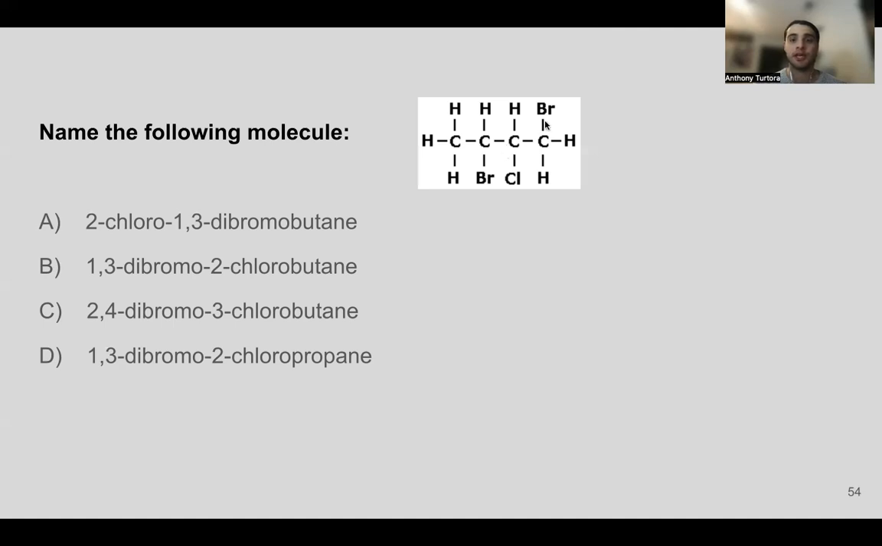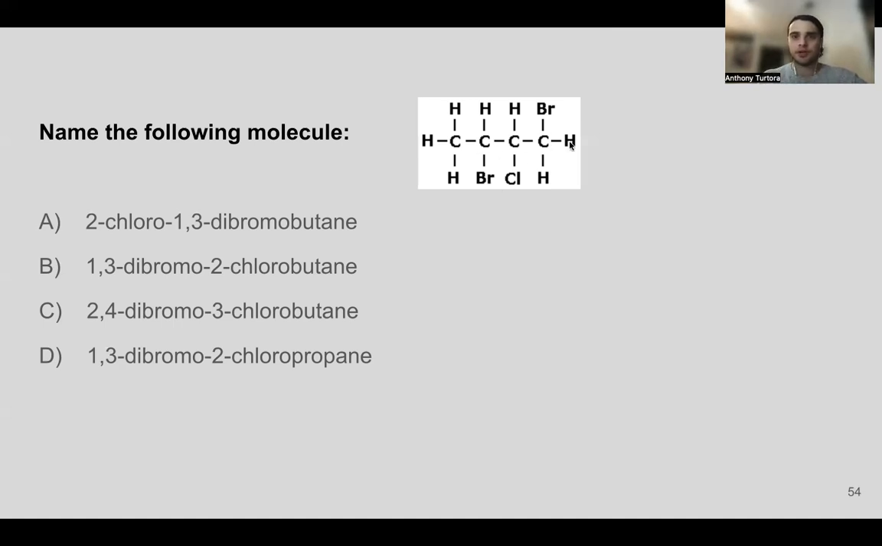Now, when I'm looking at the other elements here that I have besides hydrogen, I see that I have 2 bromines, and I also have a chlorine. So I know I'm going to have some dibromo, and I'm going to have just a chloro, as those are the prefixes for halogens on these carbon chains.